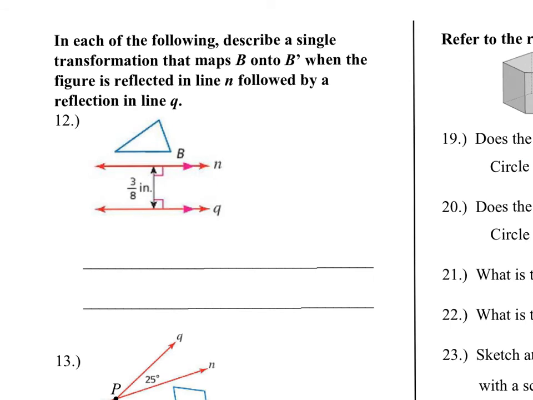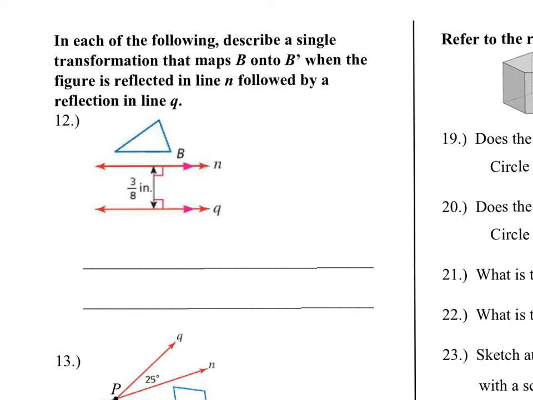Okay, in problem number 12, we are asked in each of the following to describe a single transformation that would map point B onto point B prime when the figure is reflected in a line N followed by a reflection in line Q. So in other words, we're going to take this shape, we're going to reflect it in the line N, and then we'll do a second reflection in the line Q. So this would be a composition of 2 reflections.